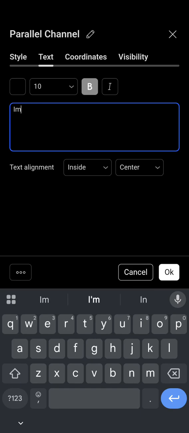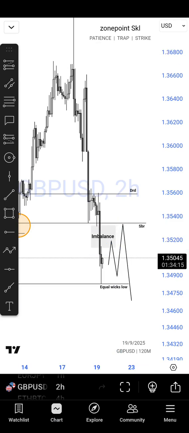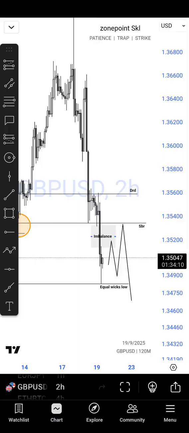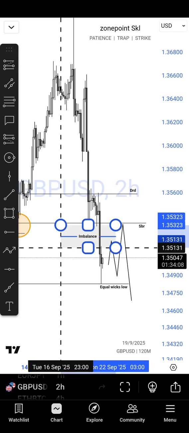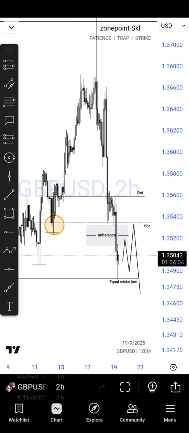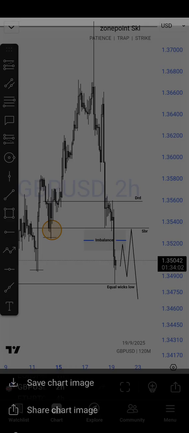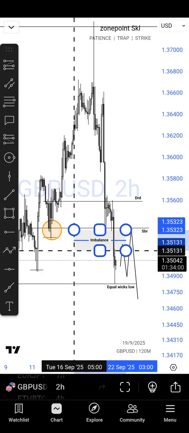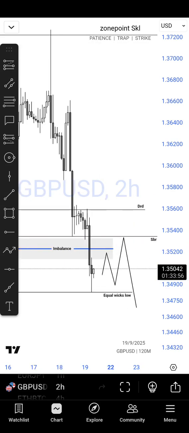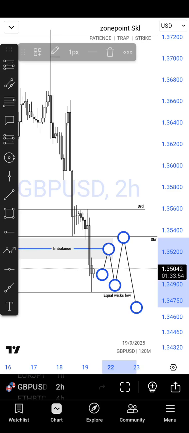Let's write imbalance. Let's just change it to small. There's an imbalance there that price may do what? Price may try to fill it to the 50%.